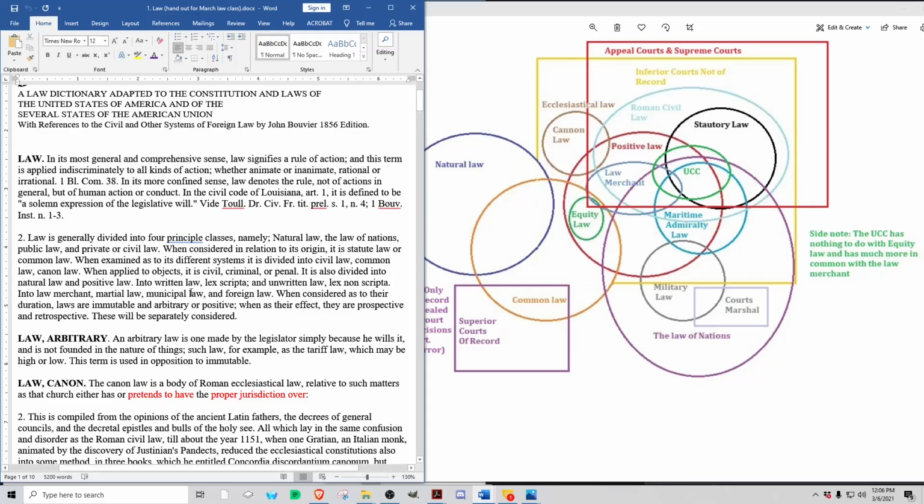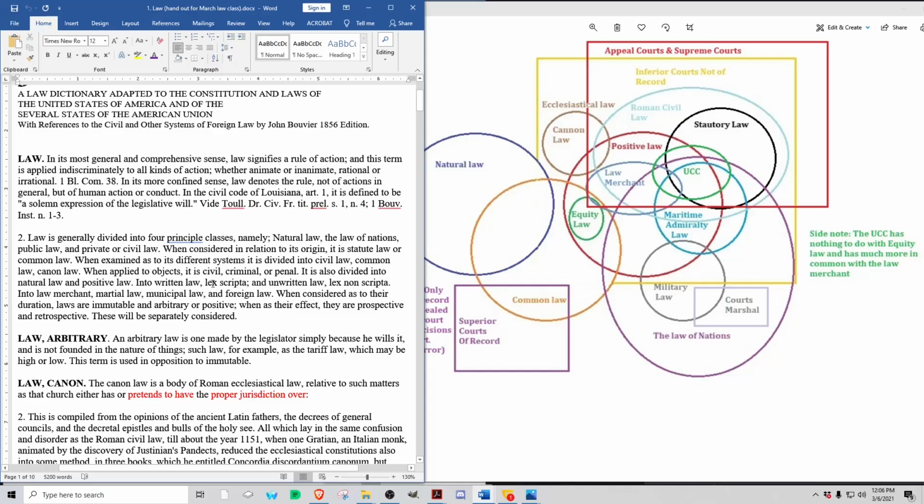Okay, so that's different systems. When applied to objects, it is civil, criminal, or penal. I didn't put the criminal or penal in there. This is an aspect, again, of statutory law and the different ways in which you're just applying law to objects, okay? It is also divided into natural law and positive law. That's the major separation I wanted to make a point of around this whole map, the difference between natural law and positive law.